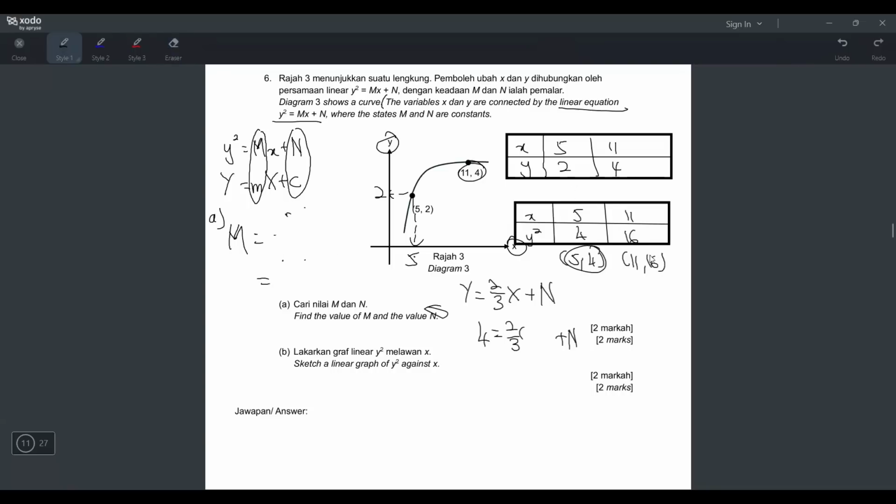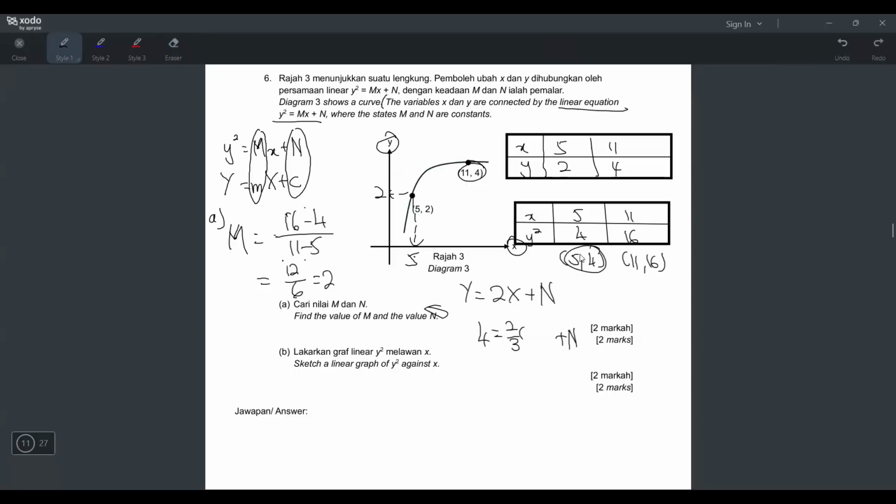So this one is 11, 16. So the gradient will be y minus y, 16 minus 4, and then x minus x, 11 minus 5. So I made a careless mistake here. It should be 12 over 6. So the m is 2. So actually your equation will be big Y equals 2x plus n.